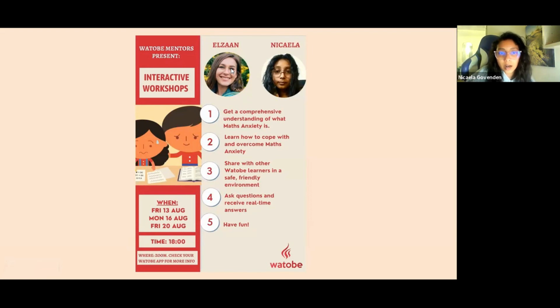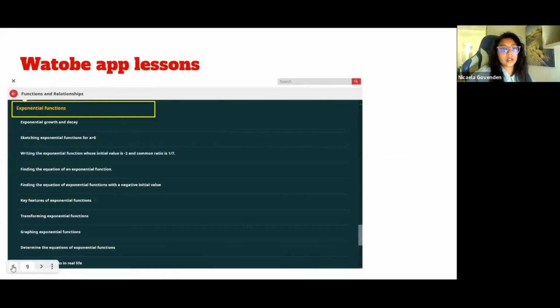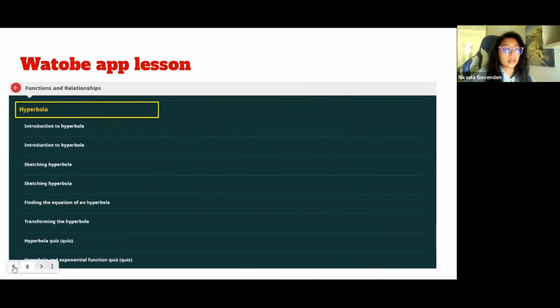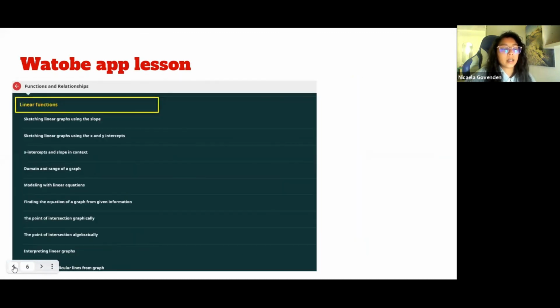Okay, you're asking how do you do the homework? With the homework, you will go onto the app, like I said. You're just going to search for these. When you click on functions and relationships, you can scroll and you will see all of this. Then one by one, you're going to do the sections in each of them. So it's exponential, hyperbola, parabola, and linear. Okay, I hope that makes sense to everyone.